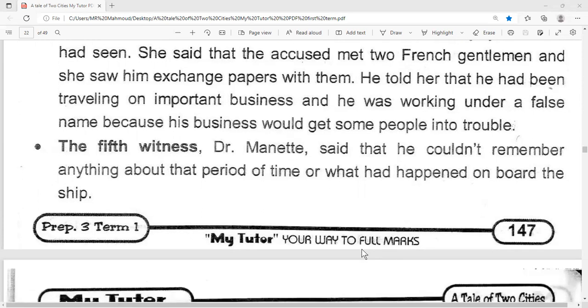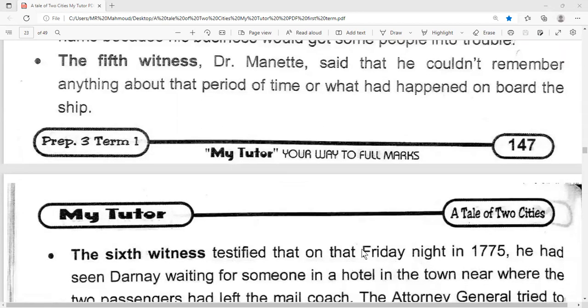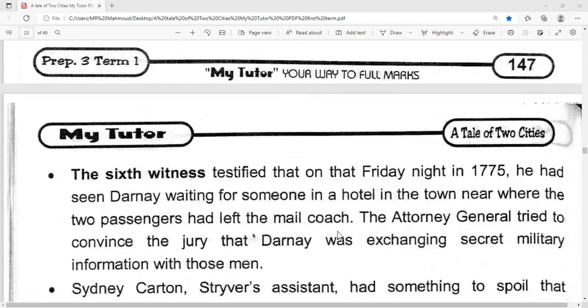The fifth witness, Dr. Manette, said that he couldn't remember anything about that period of time or what had happened on board the ship. Why? Because he was in a very bad health condition.